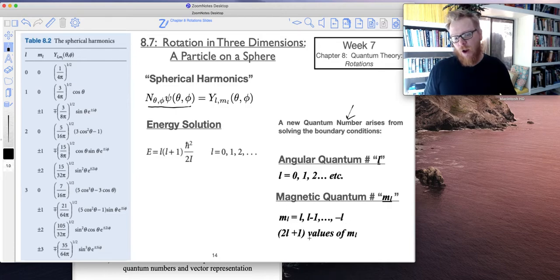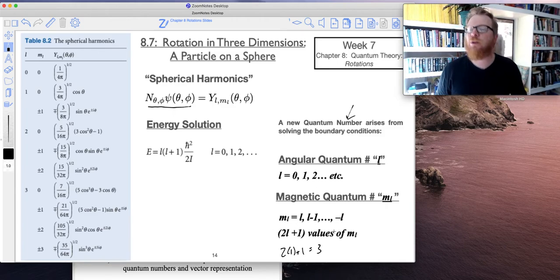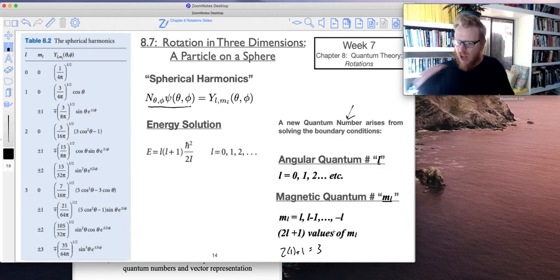So where do I get this 2L plus 1 values? Well, for example, if L is equal to 1, then M_L can be 1, 0, or -1, right? So where do I get the 2L plus 1 values? Well, remember, if L was 1, 2 times 1 plus 1 equals 3. That was 3 values of M_L. So we're going to see this 2L plus 1 come up.